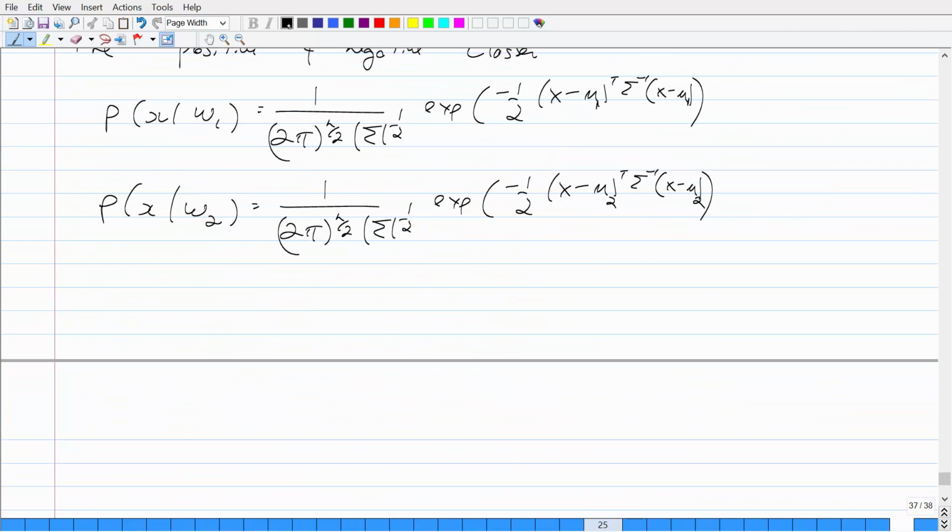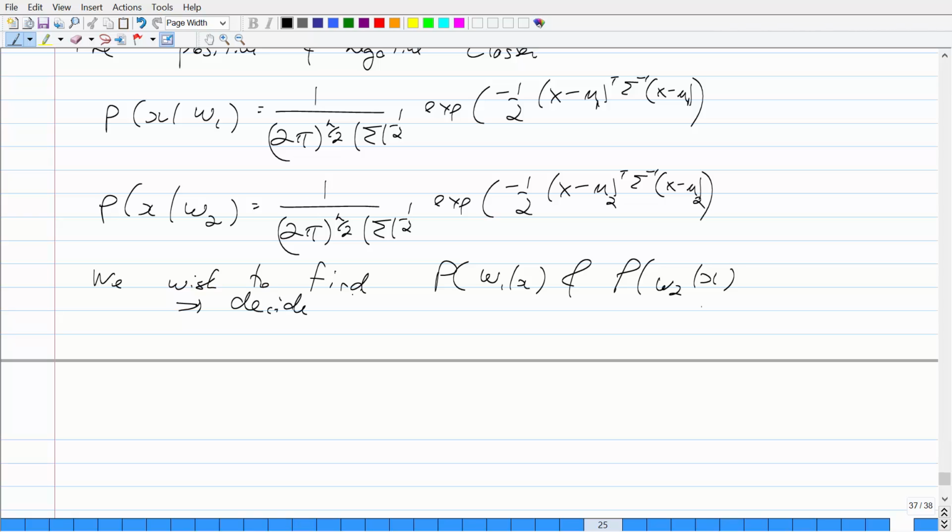So this is 2 and 2. There's two different models here. And then what we want to do now is find the posterior probabilities and figure out what to classify them in. So P1. Decide which class the input belongs to.